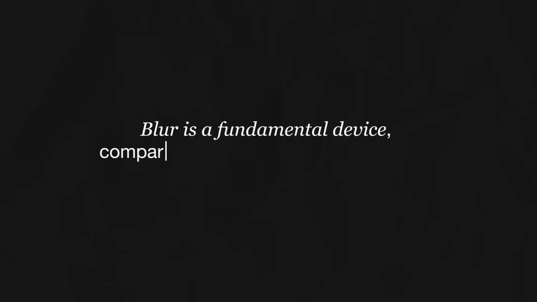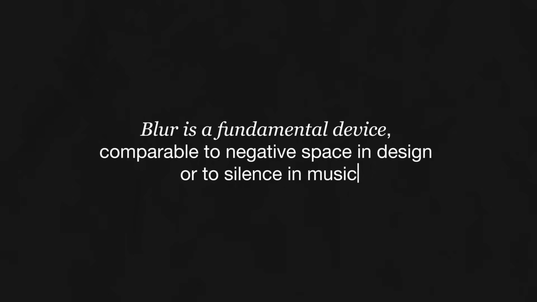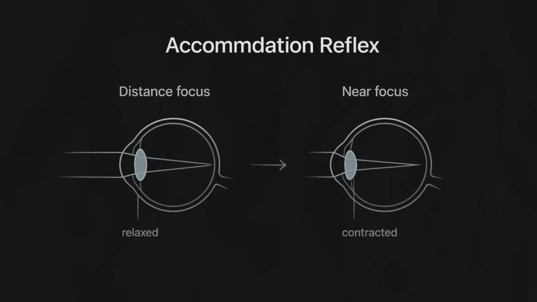An interface's job is to show shapes and boundaries, yet blur seems to do the opposite. Because blur is not just another visual gimmick, it's a fundamental device comparable to negative space in design or to silence in music. It's a basic building block of human perception. Right now, you're looking at a monitor or phone. Behind the screen, something exists in physical space, but your eyes and brain are focused on the object of attention, while everything in front of or behind it falls into blur.